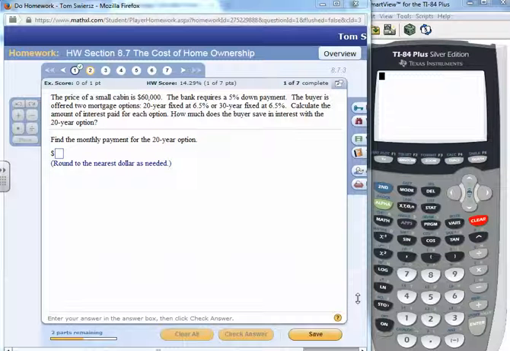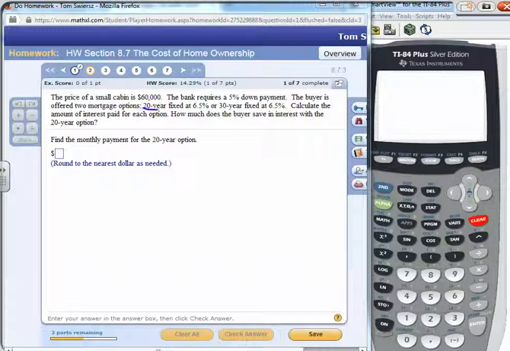Let's look at homework exercise number 2 from section 8.7, cost of home ownership. The price of a small cabin is $60,000. The bank requires a 5% down payment. The buyer is offered 2 mortgages, 20-year at 6.5% or 30-year at 6.5%. Calculate the amount of interest for each option. How much does the buyer save in interest with the 20-year option?